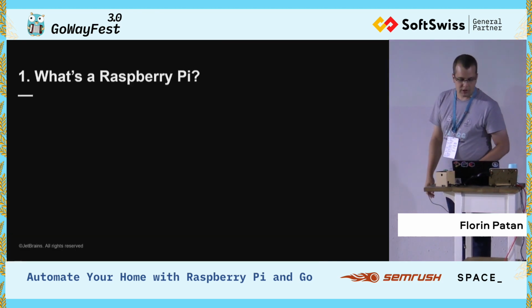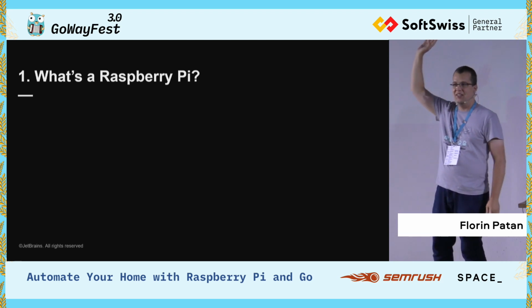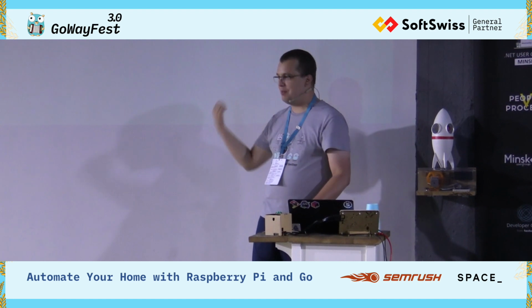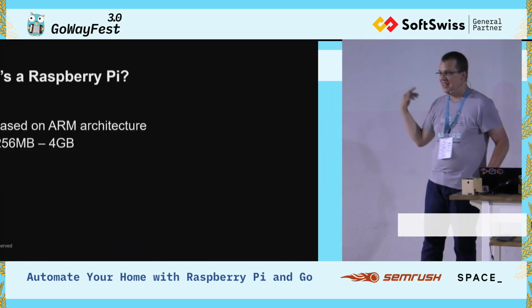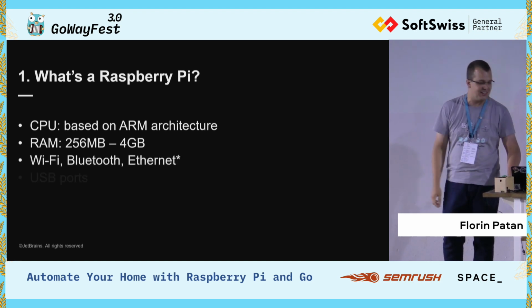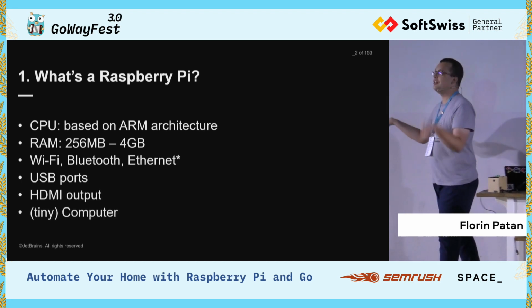So first of all, what's a Raspberry Pi? Raise your hand if you know what the Raspberry Pi is. Oh, okay. I was actually prepared with a whole thing about how it has a CPU and some memory, but it seems I don't need to explain what a Raspberry Pi is then. But basically, it's a tiny computer, right?